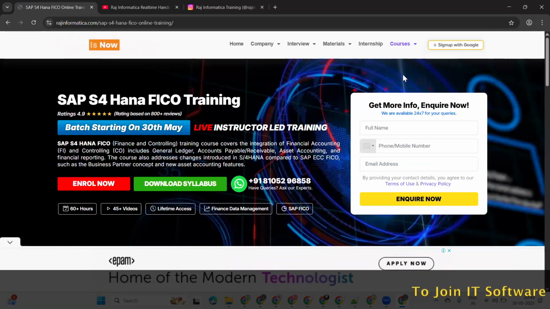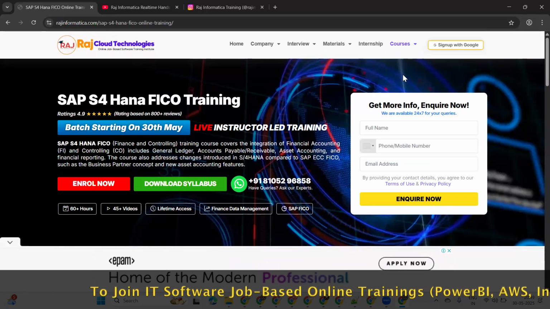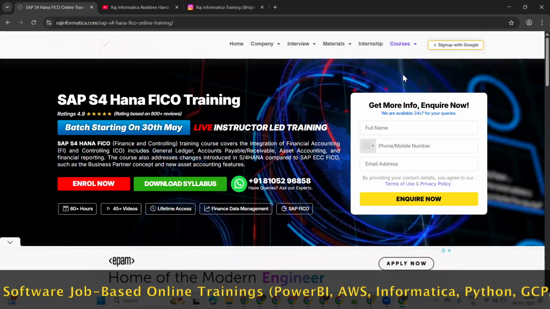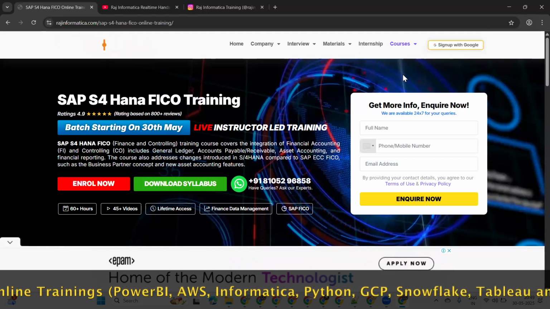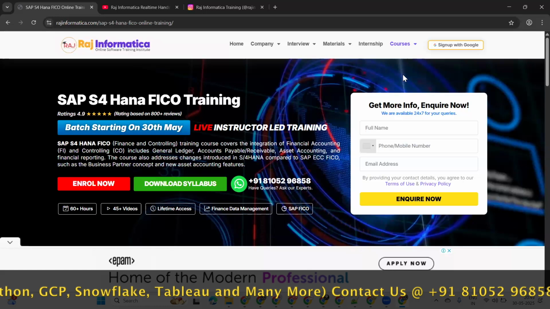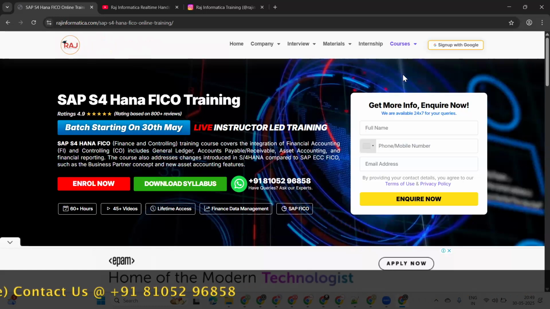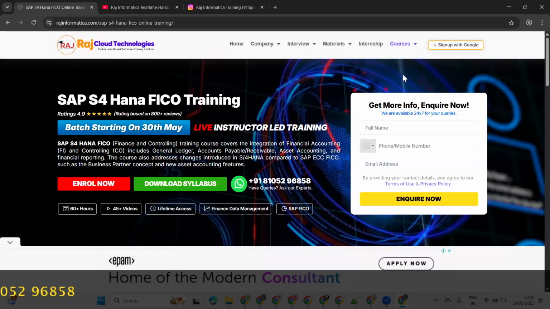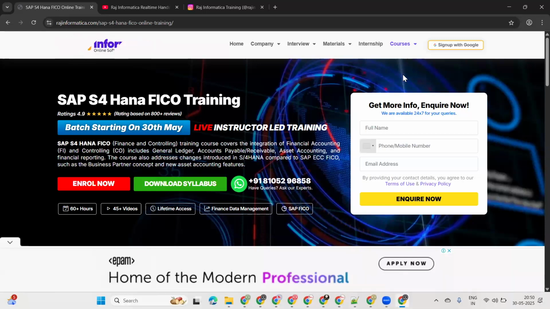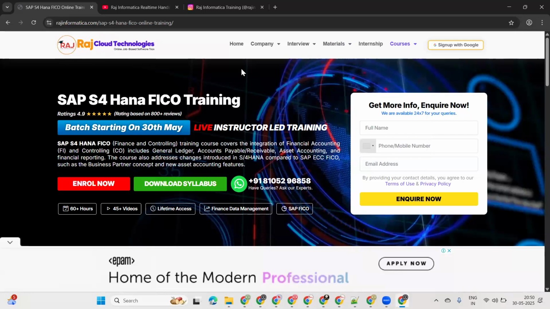Whoever has paid till now is going to get the 3 months server access, and whoever plans to pay for this batch, see, we have limited seats. Only 15 people will be in the batch. Whoever comes first will be joining this batch. If you enroll after 15 members, you will be part of the next batch. Got it? I hope everyone is clear with these things.